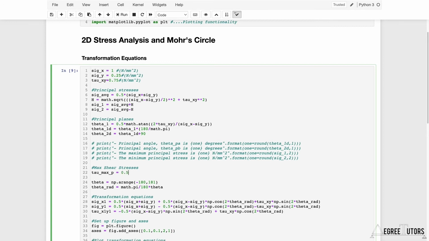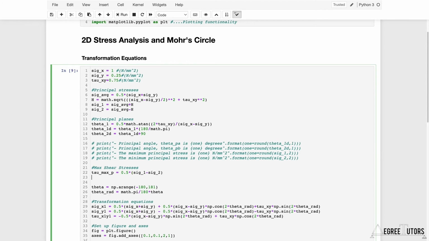Now see, this is where having the principal stresses already calculated is super helpful, because I can just use them straight away. So I can say 0.5 times sigma 1 minus sigma 2. Okay. Straight away, that's tau max. That is your maximum shear stress obtained because we already have the principal stresses. So I'm going to copy this down and say that the negative version is just the negative of the positive version, tau max p.